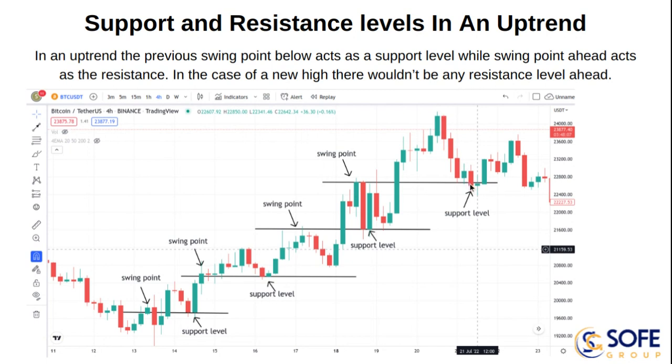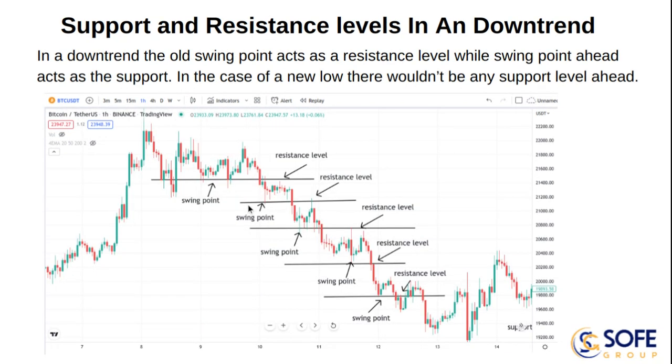That's what happens in an uptrend. In an uptrend, the previous swing point acts as the support level, while the swing point ahead acts as the resistance level. So this is the same thing in a downtrend, support and resistance.